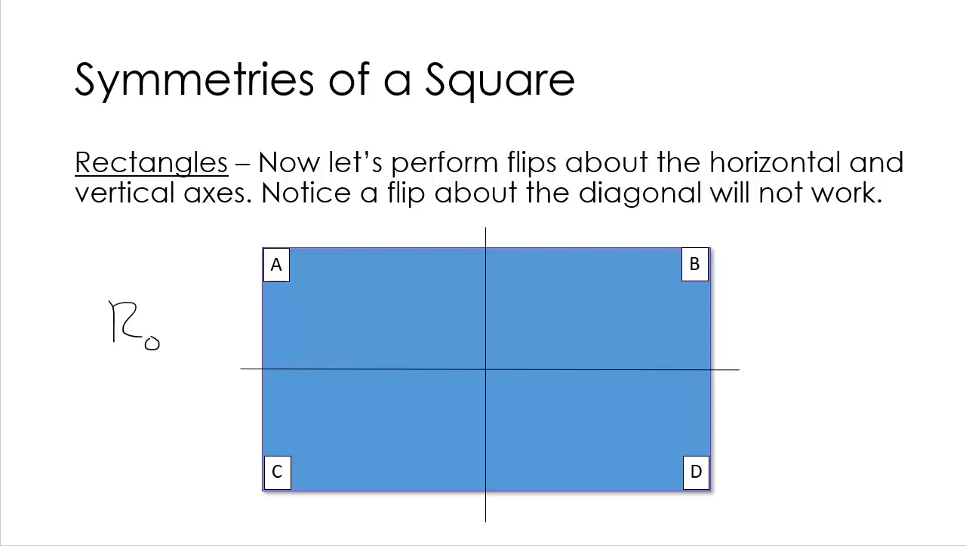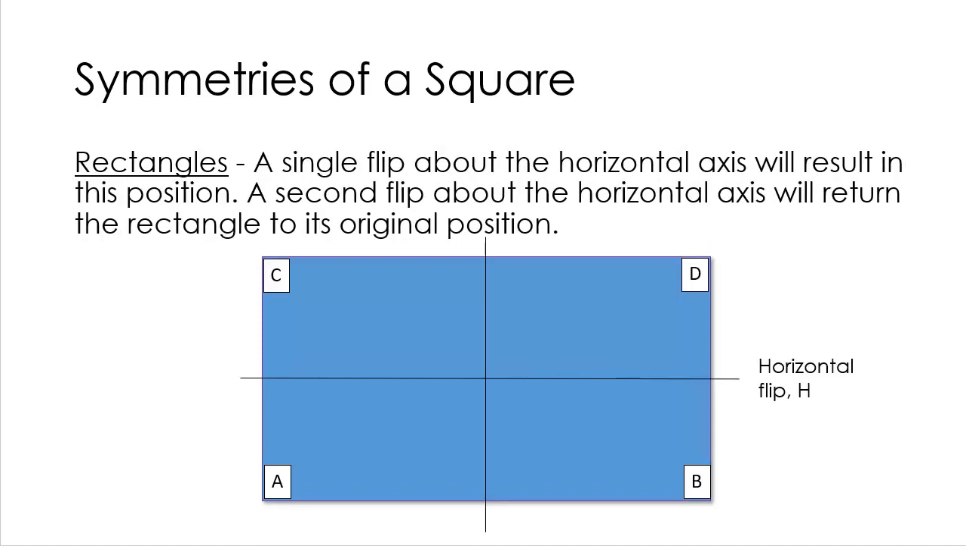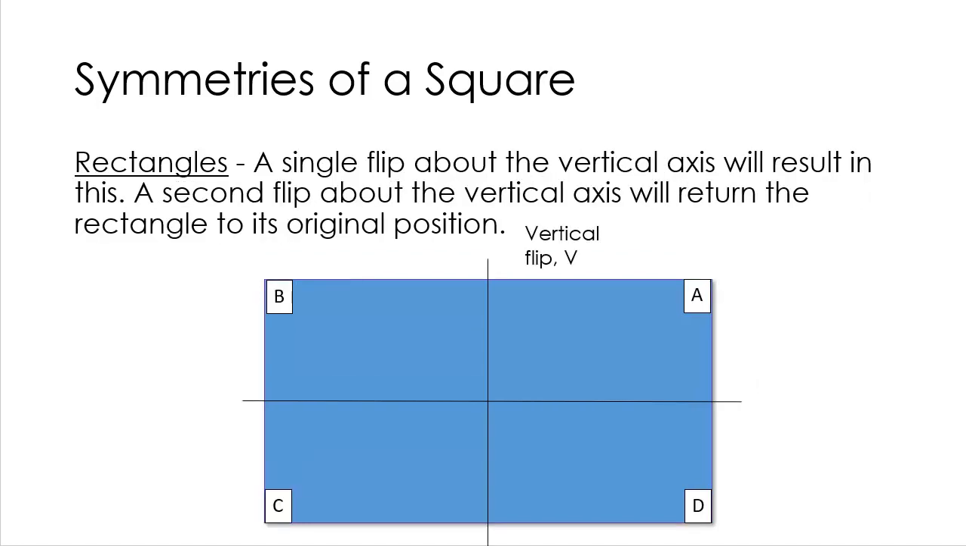So let's flip it horizontally and vertically. A single flip about the horizontal axis. So remember, a horizontal flip means you're flipping up and down. You can see that the A and B's are now down here and the C and D's are up there. And that's not back to its original position, right? It's symmetrical, but not in its original position. But if we flip it again, it would be back to where it was, right? If we flipped it horizontally again.